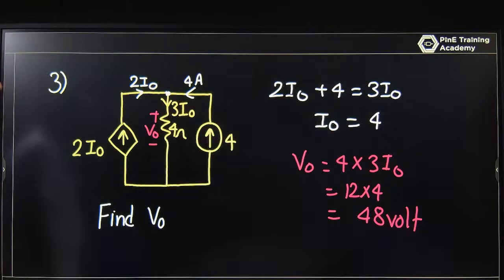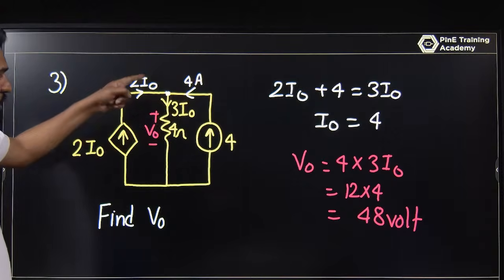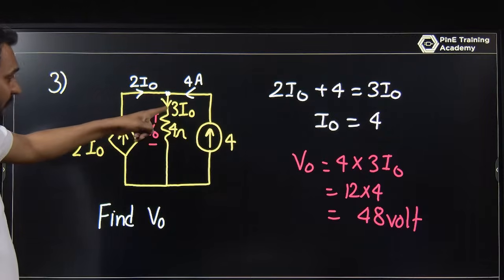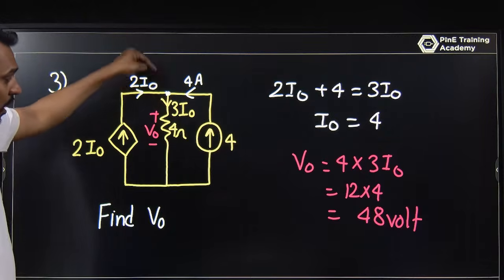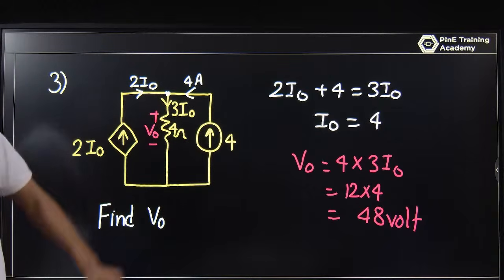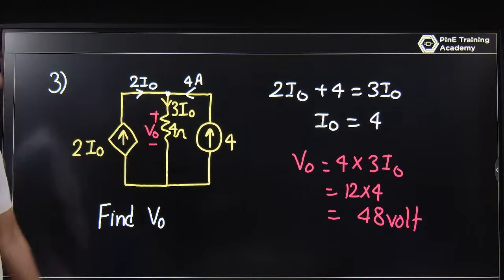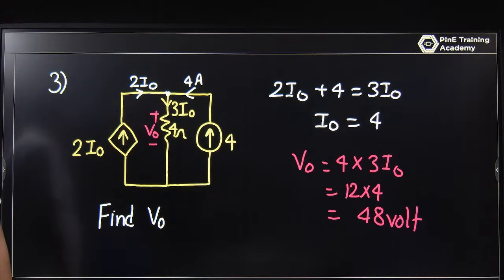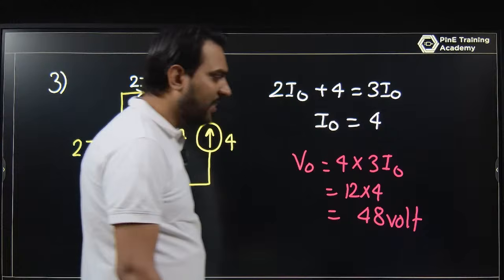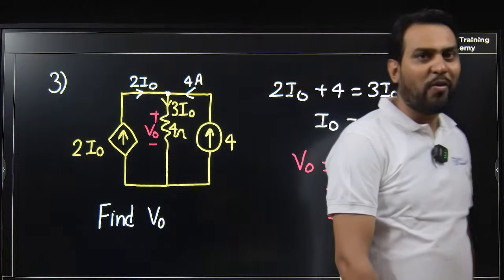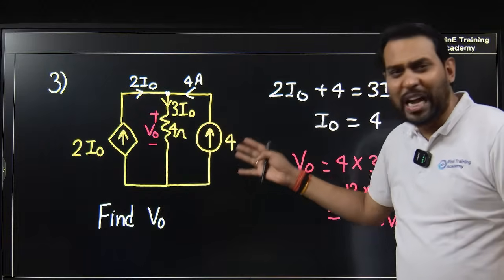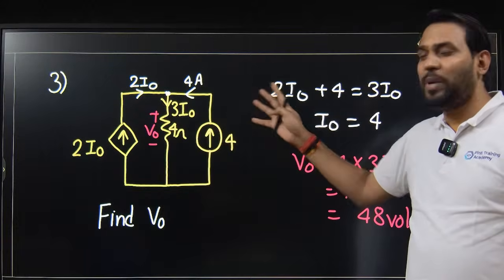Just check it. This is correct. 2I0 plus 4 is equal to 3I0. So I0 becomes 4. So the current is 4 into 3, that is 12. And V0 is 12 into 4, it becomes 48. The voltage is 48. So V0 is 48. So this is the way you can solve a basic circuit by the help of KCL. And if you are good in this type of circuit, you can analyze big circuits also.